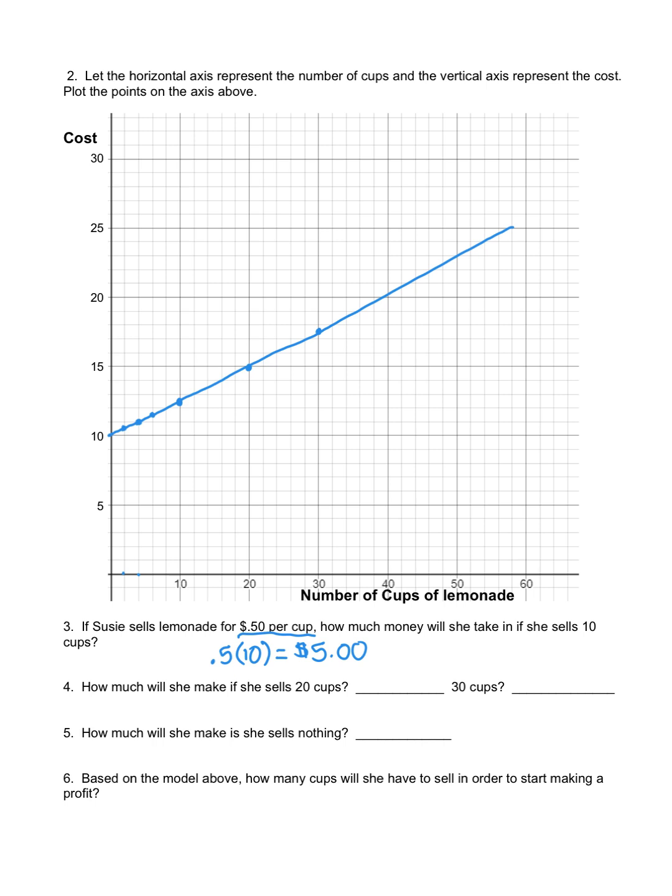How much will she make if she sells 20 cups? Well, we have 0.5 times 20. So if you were to do 0.5 times 20, that would give you $10. And if we were to do 30 cups, we would do 0.5 times 30, and that would give us $15. So we will put $15 up here.